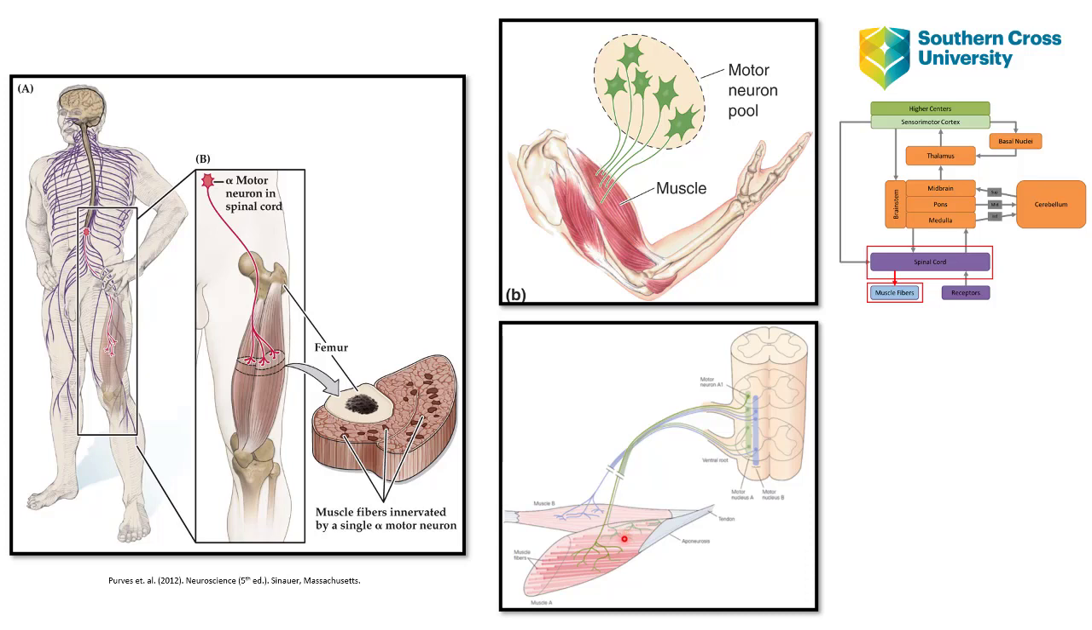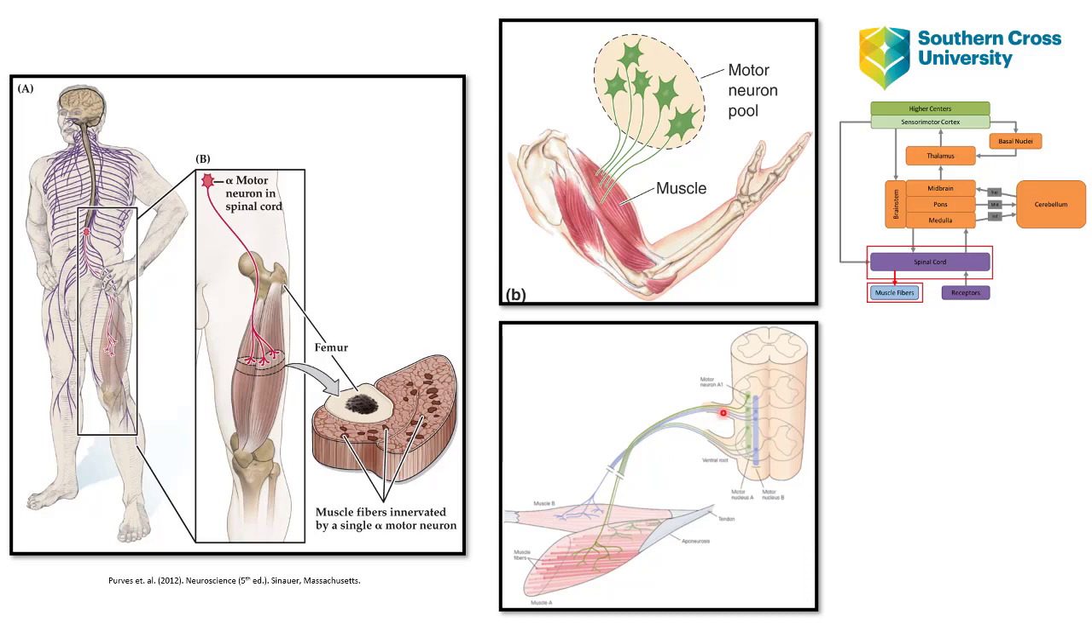This is essentially the basis of the control of actions. So we put the motor neurons together, we have the motor neuron pool, and the motor neuron pool is distributed across multiple levels of the spinal cord itself.